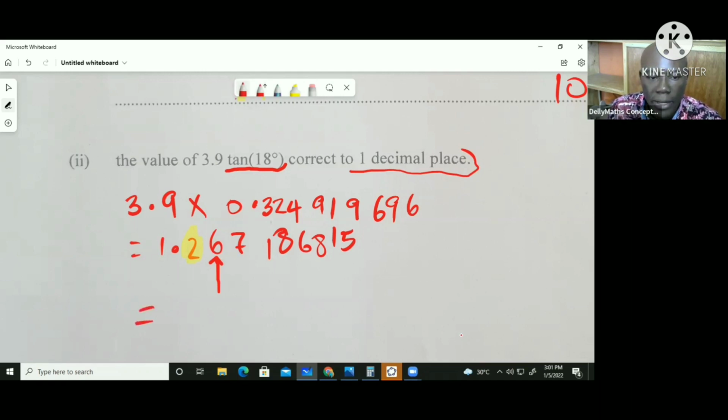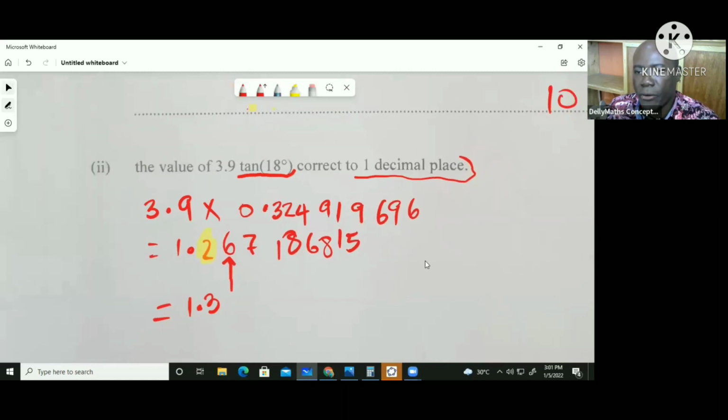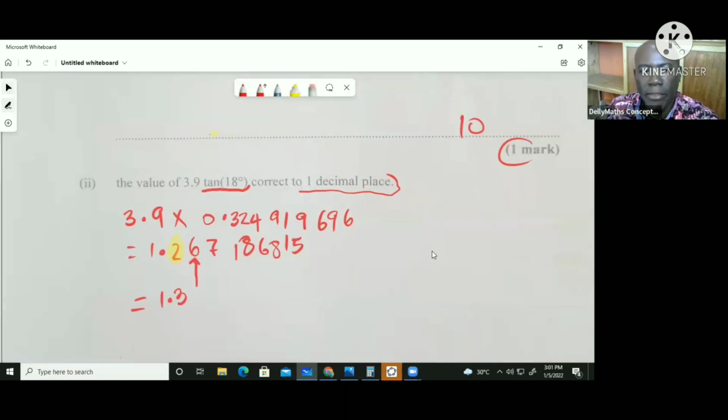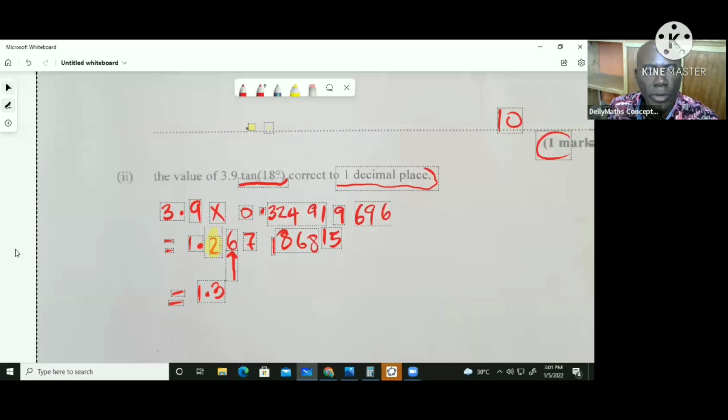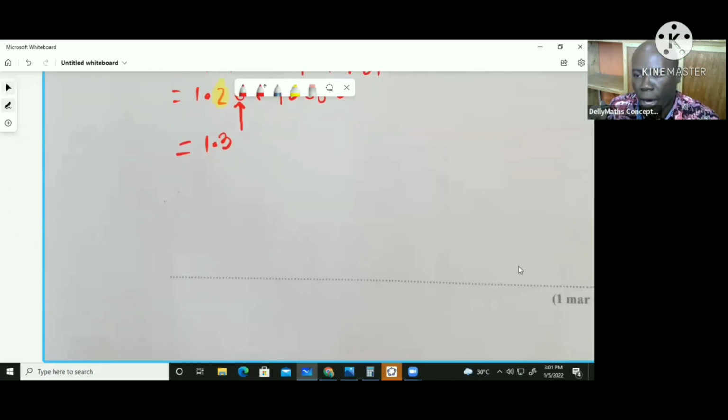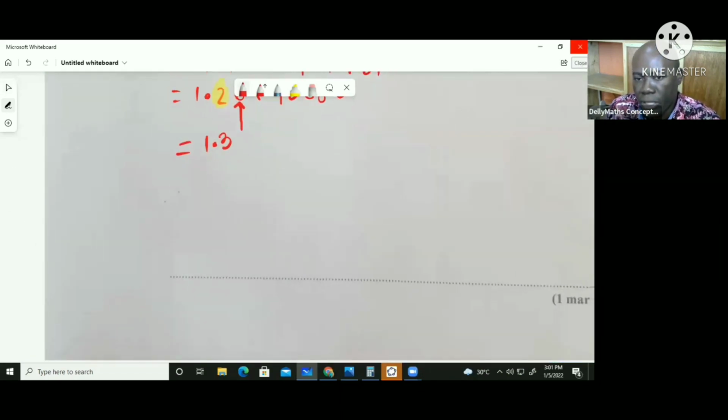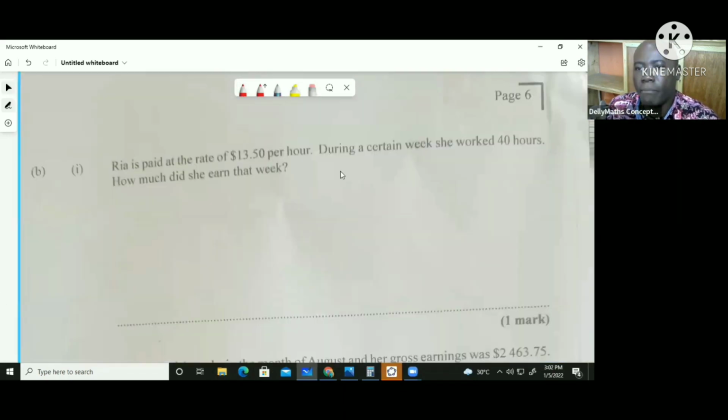So to 1 decimal place, we're looking for 1.3. All right. So that is our response, 1.3 right there. That's our response. So I would have just dropped my 1.3 on this line, right about now. 1.3 to 1 decimal place to collect that mark right there. All right, so we're moving on.